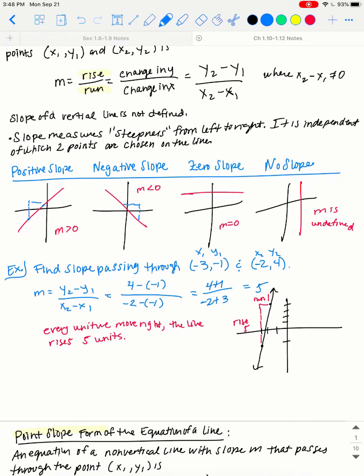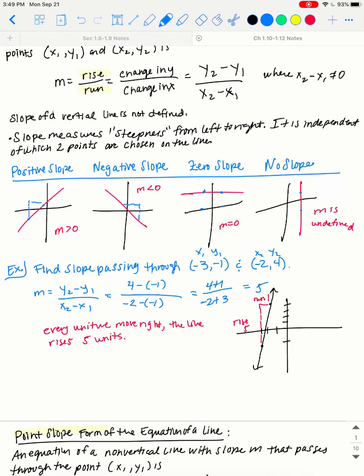Zero slope is because our x2 and x1 are different, but our y2 and our y1 are the same. So that's going to be 0 over x2 minus x1. Here, our x2 and our x1 would all be the same. So that's why our slope is undefined, because it would be over 0.